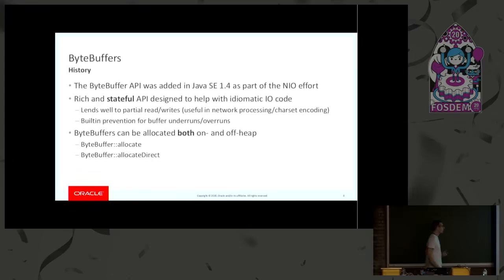What about ByteBuffers? Well, ByteBuffers were added in Java 1.4, so they were part of the big push towards buffer-oriented input-output. They are a rich and stateful API, and one of the main drivers of ByteBuffer was to make it simple for you to write idiomatic I/O code. So it has a lot of state internally that allows you to prevent buffer overruns and underruns, helps you with things like charset encoding and decoding. And ByteBuffer, crucially, can be allocated both on the Java heap, but also off the Java heap. So you can actually allocate a slice of off-heap memory and associate it with a ByteBuffer.